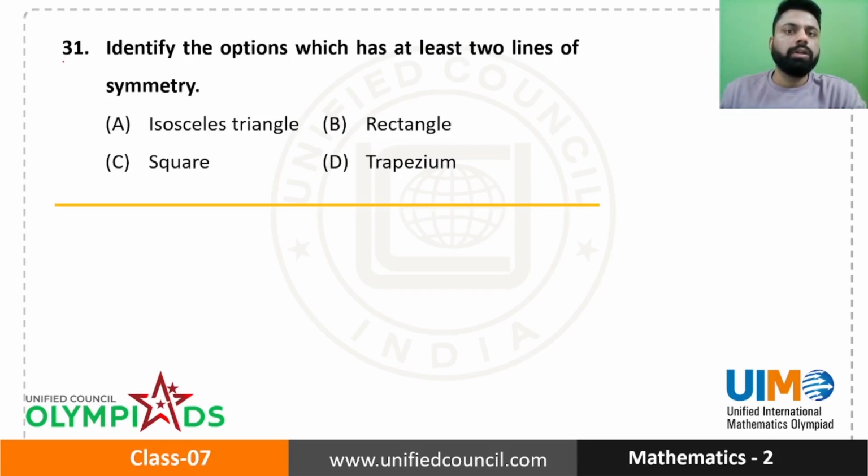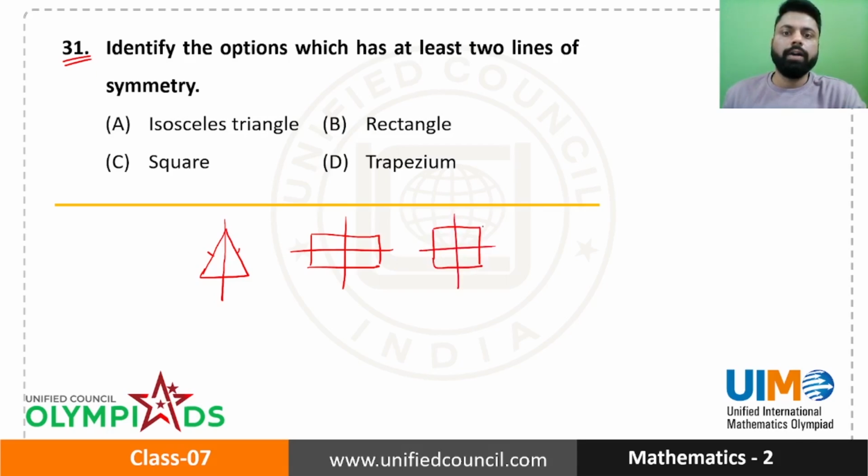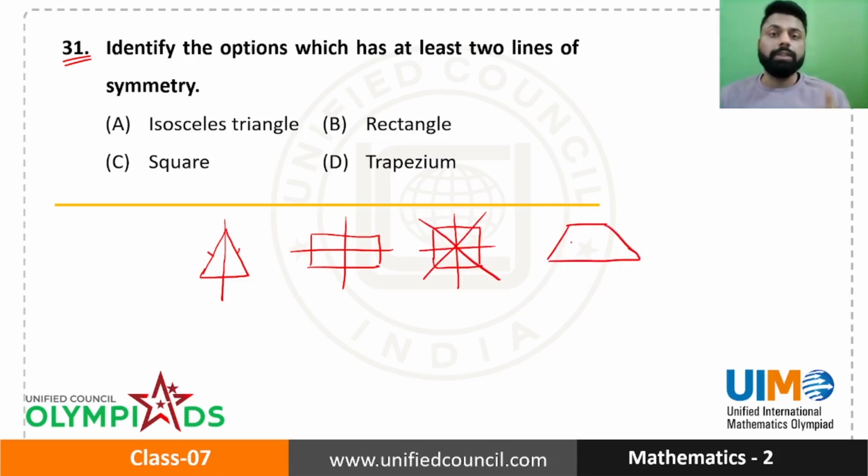Identify the options which have at least two lines of symmetry. So for an isosceles triangle, there is only one line of symmetry. For a rectangle, there are two lines of symmetry. For a square, there are 1, 2, 3, and 4 lines of symmetry. For a trapezium, only if it is an isosceles trapezium do we have a line of symmetry. Otherwise, we do not have a line of symmetry.